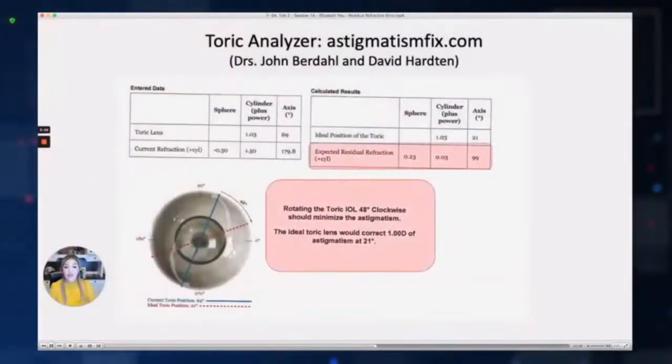This is a great example of a patient who was determined that their mixed astigmatism with a rotation of the lens implant clockwise 48 degrees into the proper meridian would actually neutralize that residual refractive astigmatism in this patient.